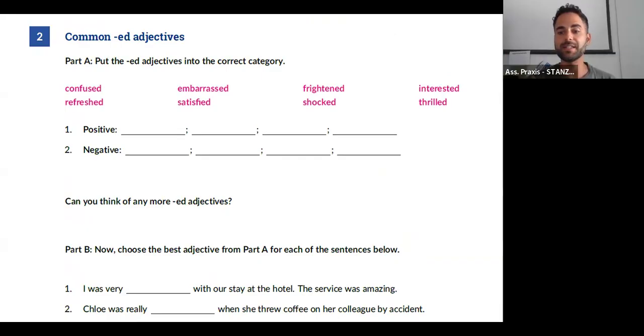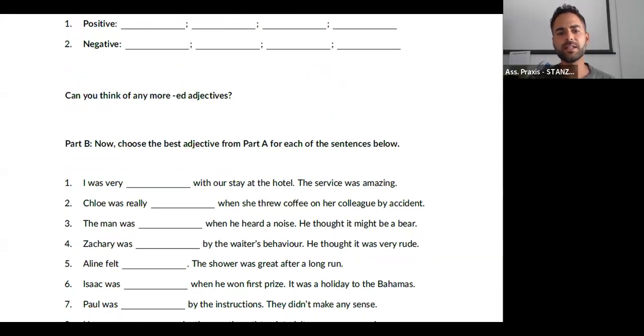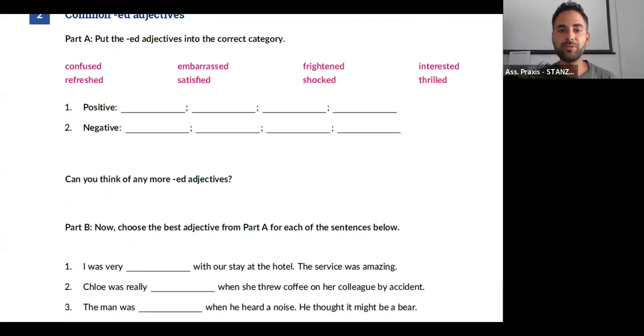The service was amazing. Number 2 says, Chloe was really blank when she threw coffee on her colleague by accident. So Chloe had a coffee and she threw the coffee on her colleague. Okay. So that was a bit embarrassing, wasn't it? So how did she feel? She definitely felt embarrassed. Chloe was really embarrassed when she threw coffee on her colleague by accident.